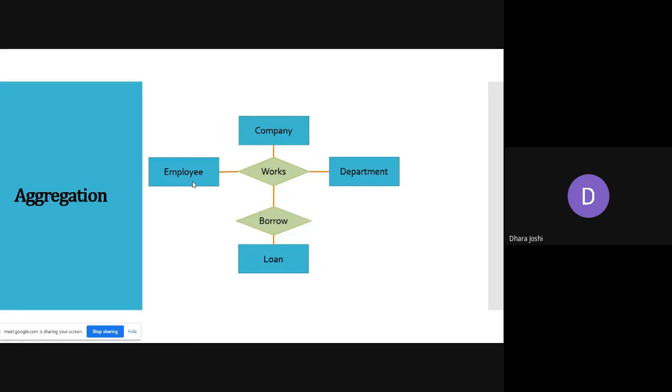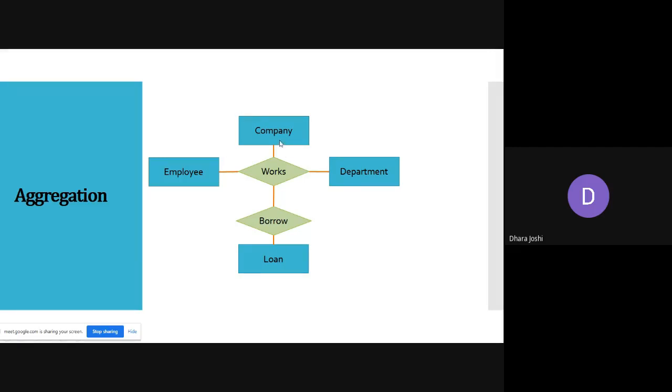So employee works for department, employee works for company. If you look at the works part, we have one relationship connected with three entities, and this kind of relationship is called a ternary relationship if it has three connections with different entities. It simply means an employee can work for a department. Like, taking an example of mine, I can work for the computer department, and I am also working for Marwari College.